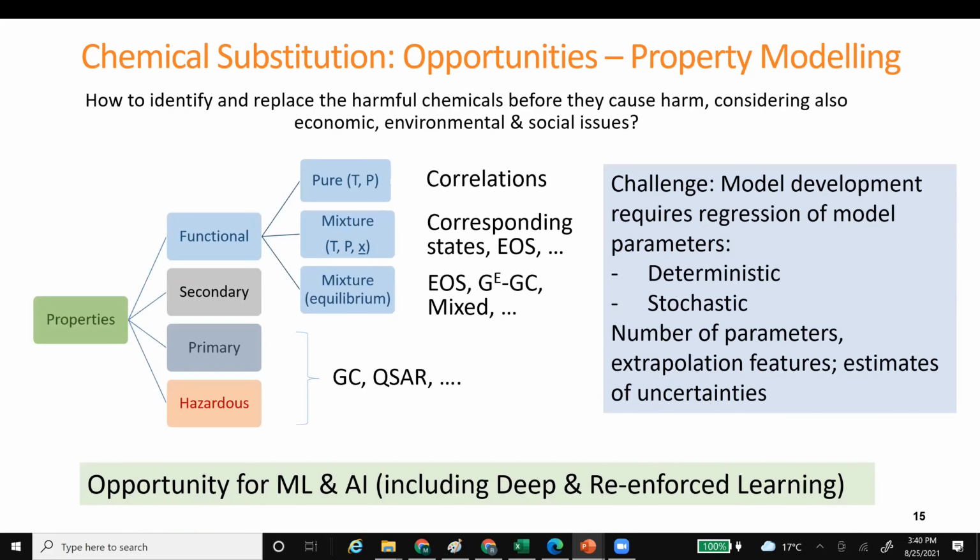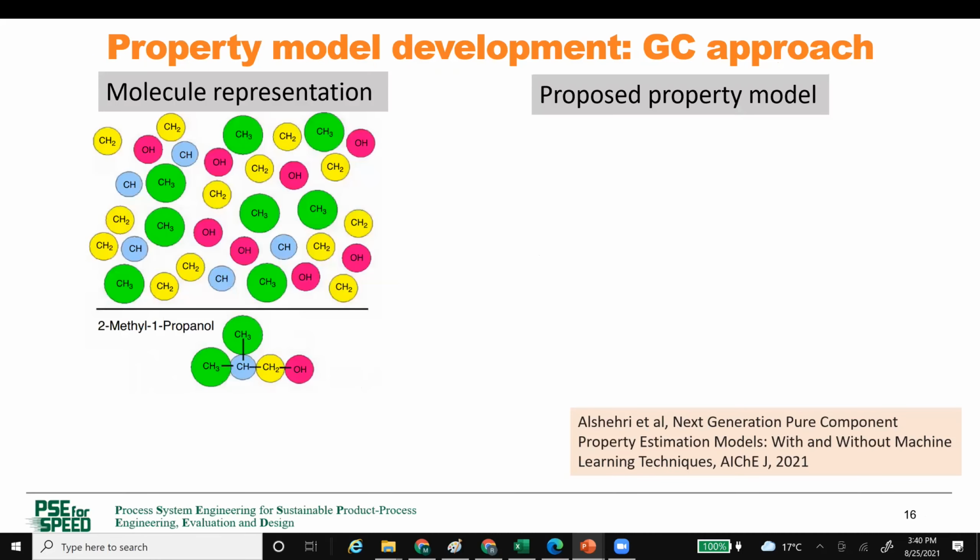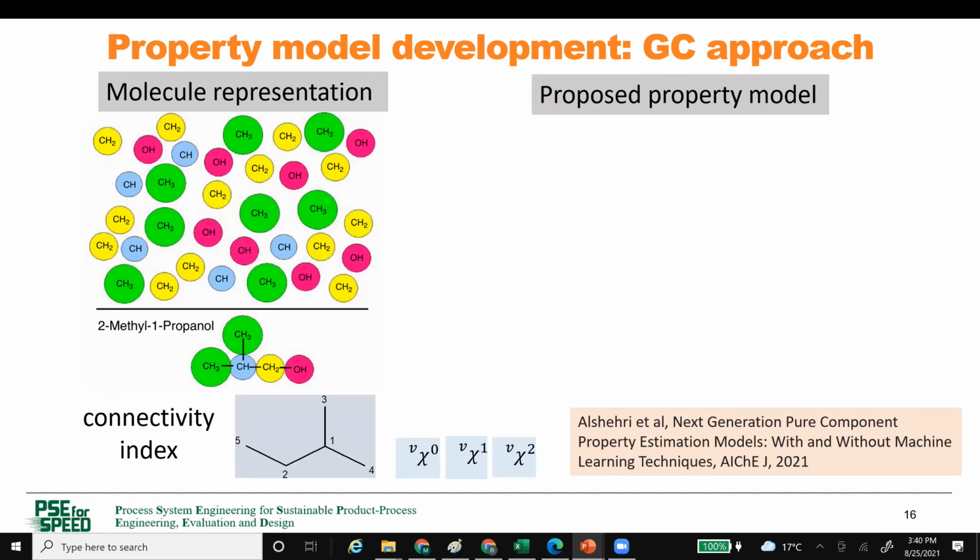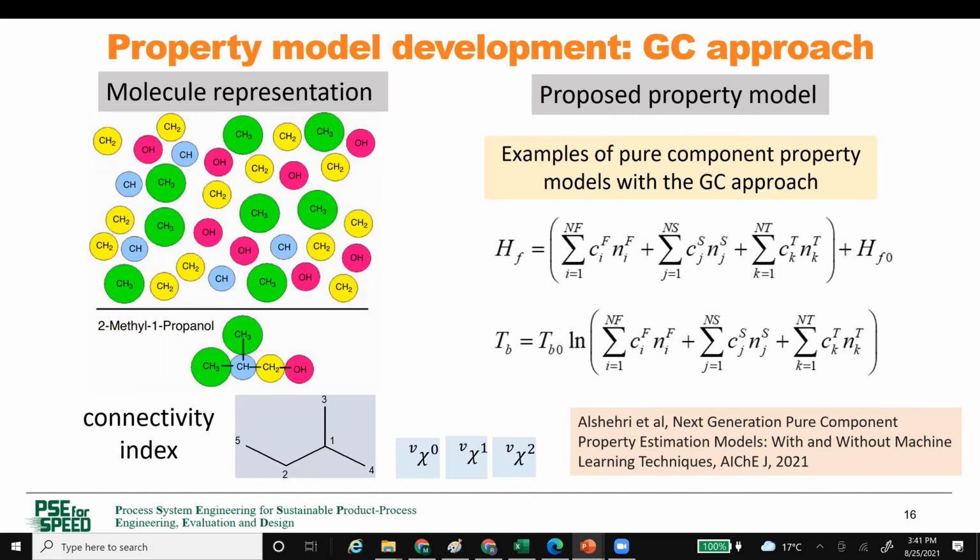primary properties and hazardous properties, a total of 25 properties, given in this publication. It's a group contribution method. The groups are formed, and there are 425 groups. These are not all shown in the figure, only a few groups are shown. The groups are combined to form the molecules. If we know which groups are in the molecule and how many of them, then we can regress the parameters. Once the parameters are regressed, we can calculate the properties, which is very simple and good.